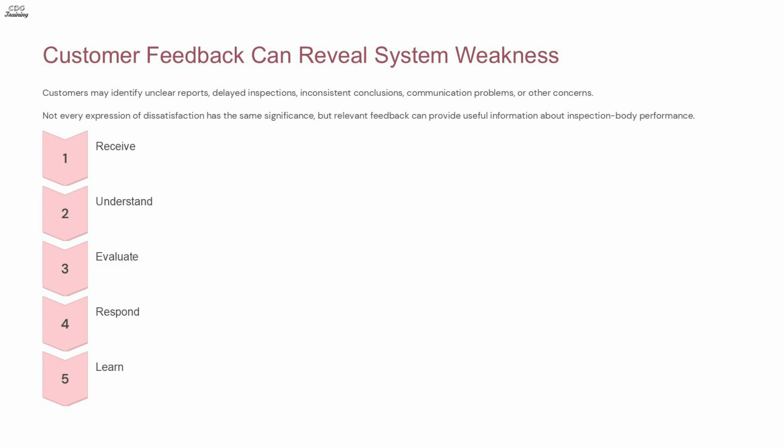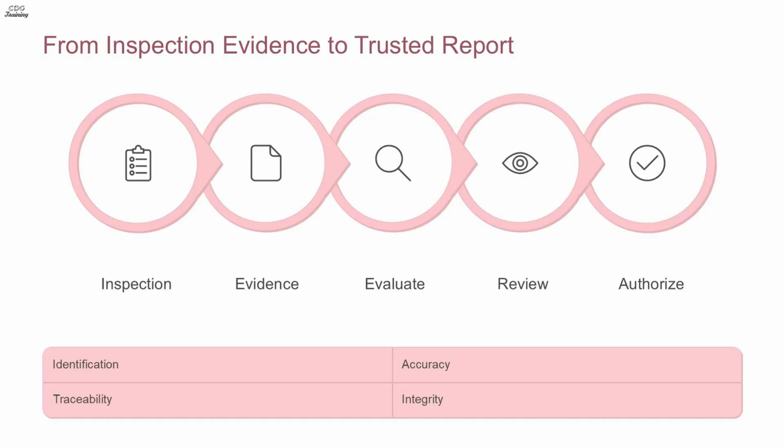Customer feedback can highlight weaknesses in the inspection system. It's important to evaluate and learn from feedback to improve processes. Transforming inspection evidence into a trusted report involves evaluation, review, and authorization. This process ensures accuracy and integrity.